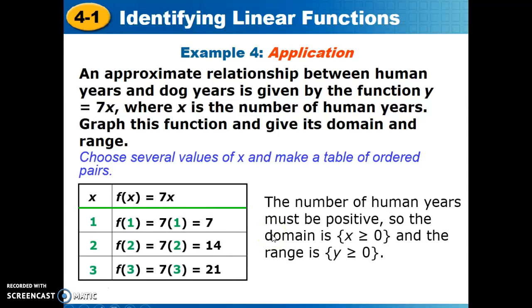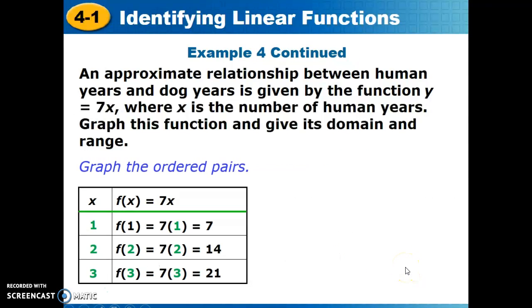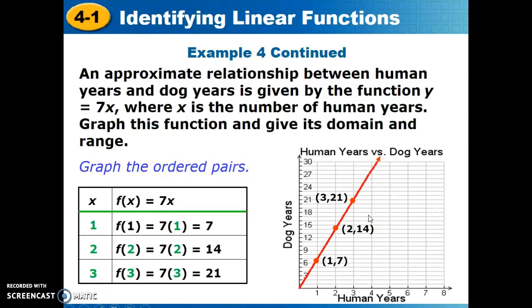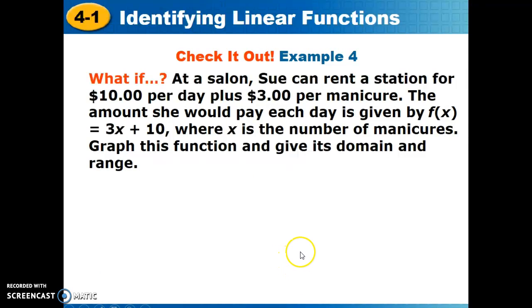And we can, of course, graph that. But discussing the domain, time in years has to be greater than or equal to 0. And the range in dog years, y has to also be greater than or equal to 0. And we can see the graph. Human versus dog years, human on the domain axis, dog years on the y or range.